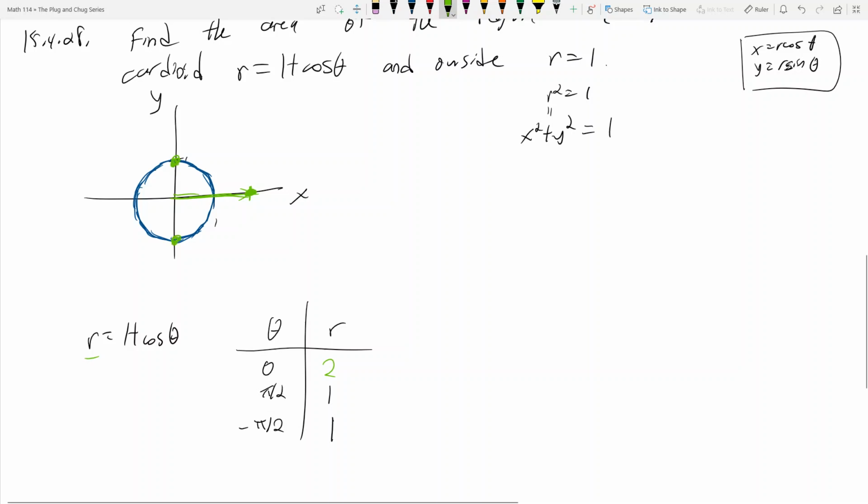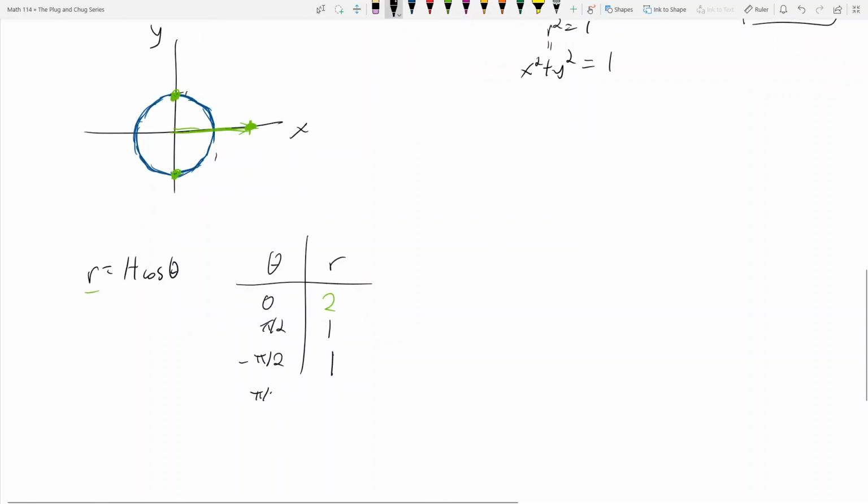And where else? Well, you might want to plug in other points like pi over 4. Okay, and then that's r equals 1 plus root 2 over 2, which is like 1.7-ish. So along this line, this green dotted line right here, pi over 4, you want to go about 1.7 units out. The circle is 1 unit, and that's like 2 units, so you'll be right here.